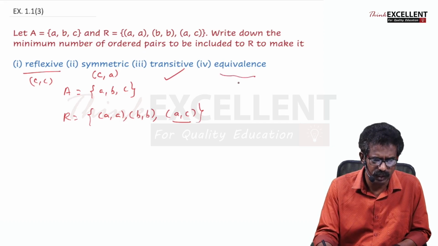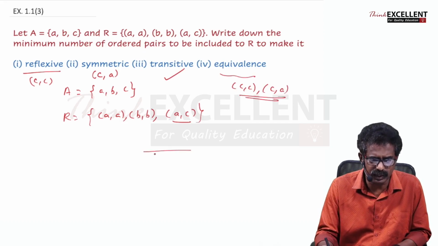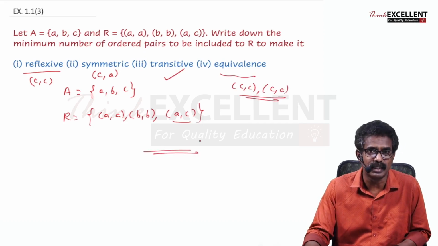So for equivalence, you have to add what? C comma C and what? C comma A. These are the two things. So you complete up to this one. So the remaining sums I will teach in the next video.